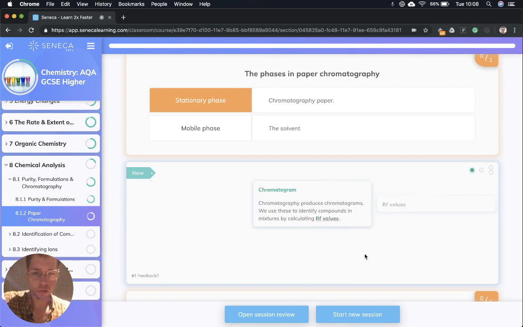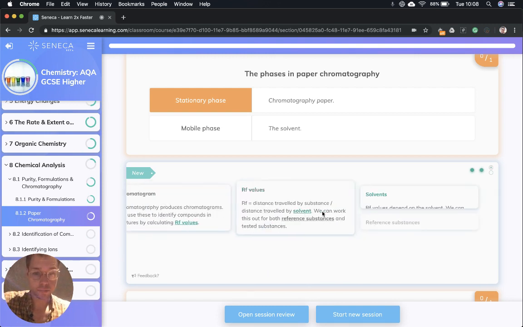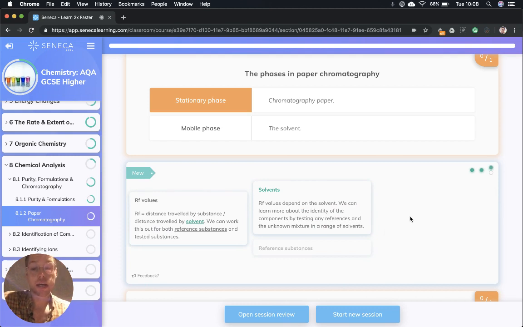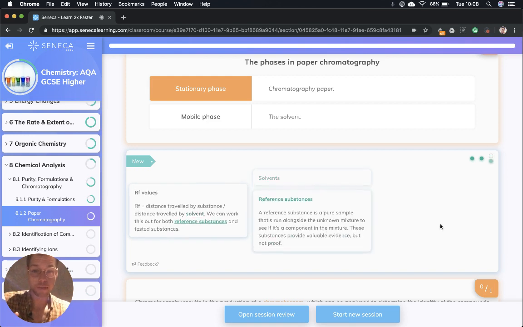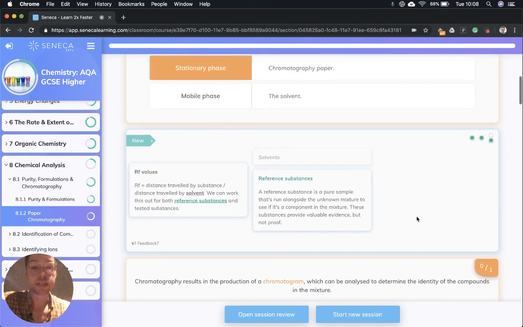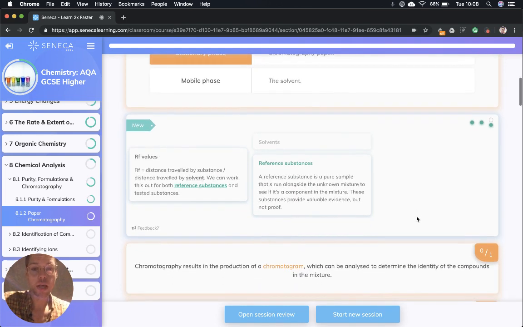So let's go over what a solvent is. A solvent is the mobile phase of chromatography, right? And our Rf values depend on the solvent. We can learn more about the identity of the components by testing any reference and the unknown mixture in a range of solvents, okay? And what are those reference substances? Basically, it's a pure sample that runs alongside the unknown mixture to see if it's a component in the mixture. They provide valuable evidence, but not proof, okay?